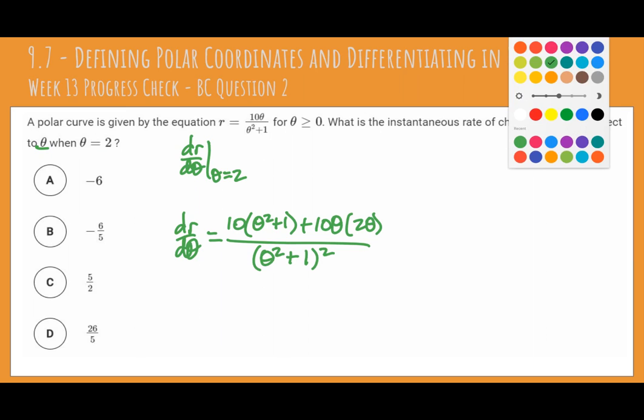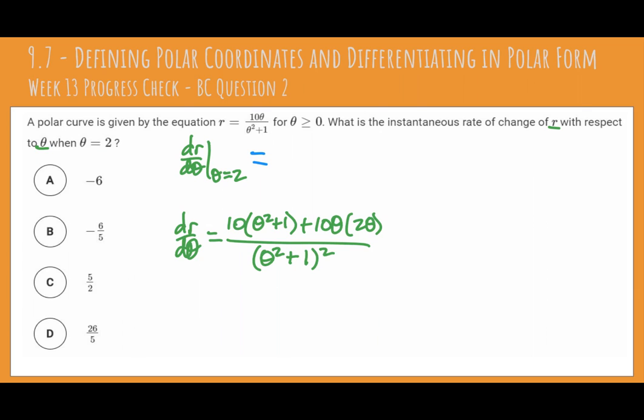So I'm going to jump back up to where I wrote that, and we'll plug in 2. So we have 10 times 2 squared plus 1 is 5, plus 10 times 2 is 20, times 2 times 2 is 4, all over 2 squared plus 1 is 5, squared is 25. So we've got 50 plus 80. 50 plus 80 is 130 over 25. That can reduce by 5, and we get 26 fifths.